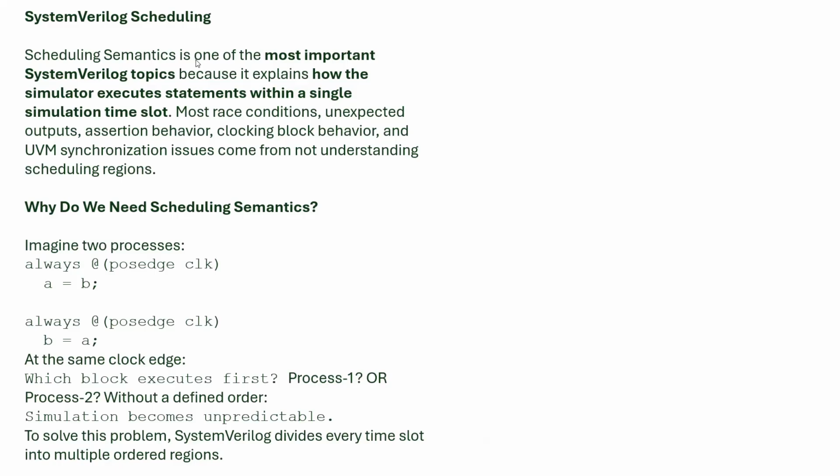Based on these regions we will understand which region is executing which components, that means active statements. So in the active region, what type of statements are executing, blocking or non-blocking statements? The right hand side part is evaluated, and then the value is updated in the NBA region. You need to understand that most of the code is executed in the active region.